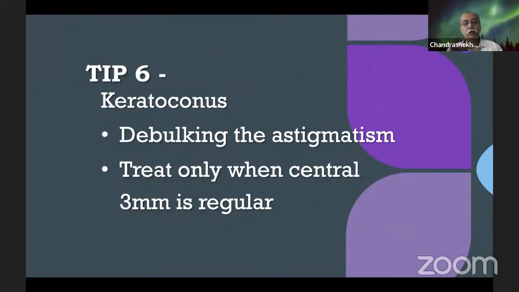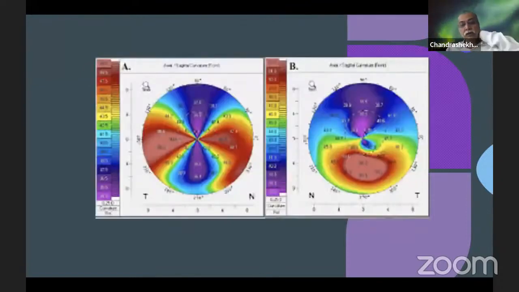Then we talk about corneal ectasia. In keratoconus, we always talk of debulking the astigmatism and treat only when the central 3 millimeter of the cornea is regular. So here I have shown that the patient has got a big astigmatism, a lot of astigmatism, but it is regular. So a very good case for toric, whereas this patient on the right hand side has got an eccentric cone, and then whatever calculations you do, you are likely to go for a surprise.